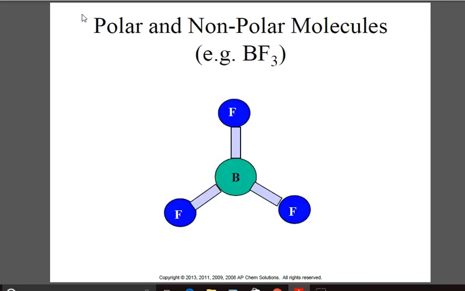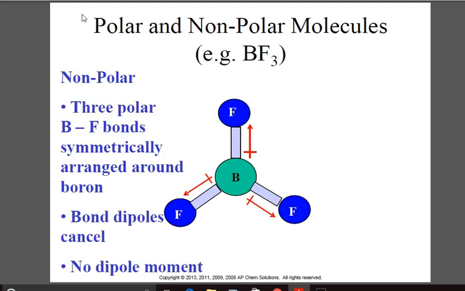Alright, BF3 for another example, boron trifluoride. Now we know that fluorine is the most electronegative element in the periodic table, so it's going to pull the electrons toward itself. So each of those fluorines is pulling the electrons away from the boron. Notice the shape here, trigonal planar, and we know we have those 120-degree bond angles. This turns out to be nonpolar because these 3 are symmetrically arranged around boron. So the dipoles cancel and the dipole moment would be 0.